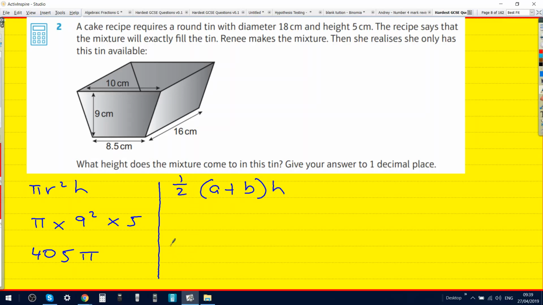So that would be a half, and then brackets 8.5 plus 10, and then times 9. Yeah, that'll be 83.25. Okay. And there's 2 of them.